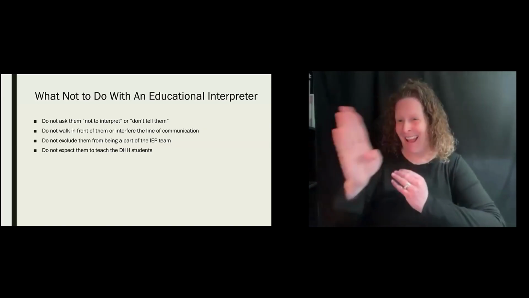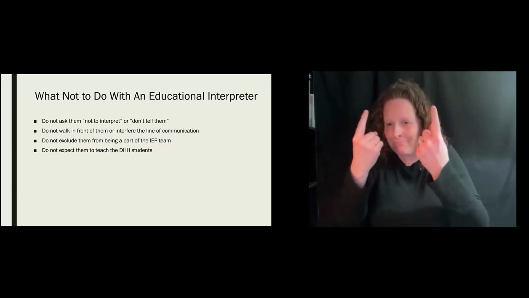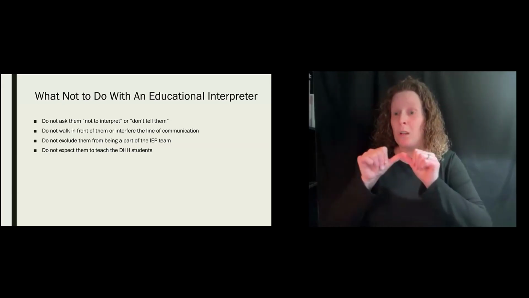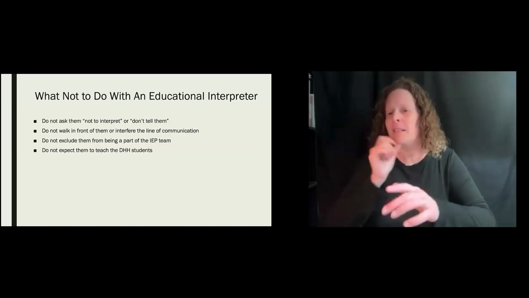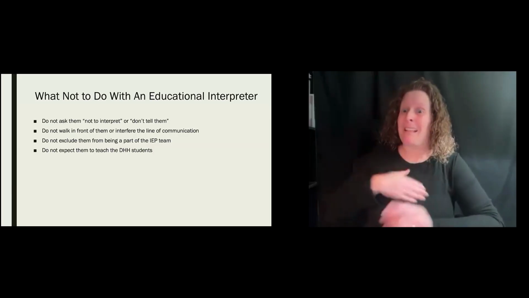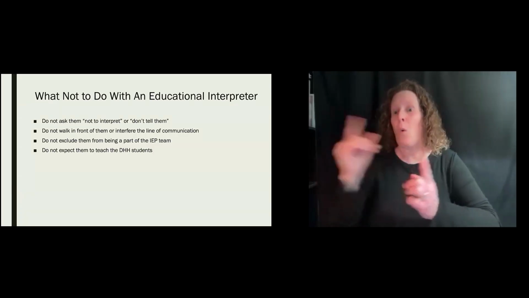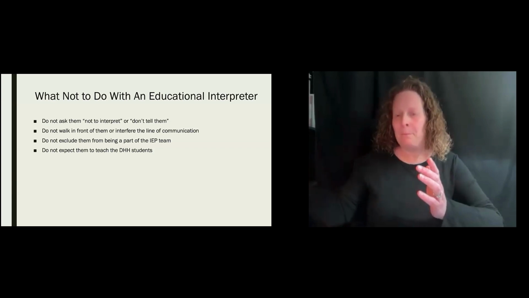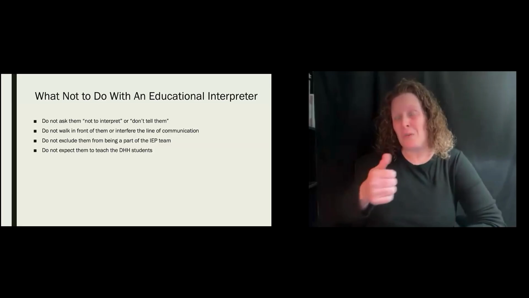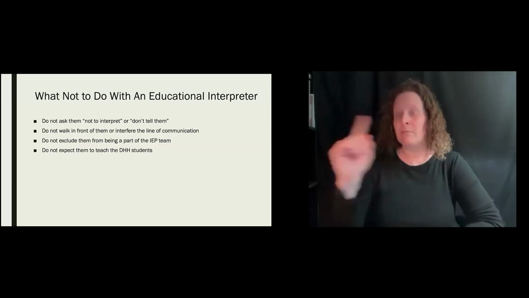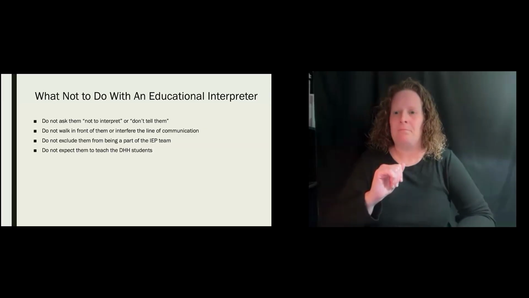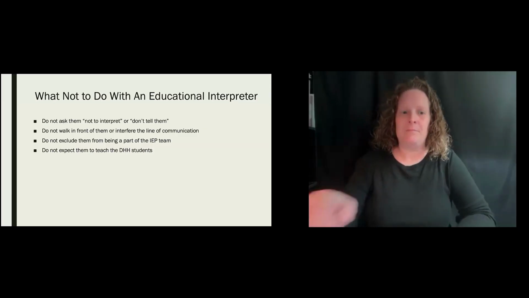Do not walk in front of the interpreter. Do not block their line of sight. I understand teachers might not realize or might not be aware at first how much they move around while they're teaching, but crossing between the deaf person and an interpreter is totally inappropriate. The interpreter can get the teacher's attention, maybe help them walk the other way. But you should have it in your mind that your goal is not to walk between the working interpreter and the deaf student.